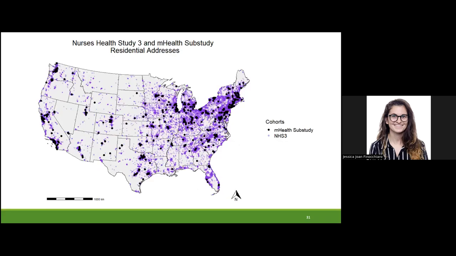And so a little bit about the data. So this is the light purple is the Nurses' Health Study 3 participants overall, and the dark dots are the mobile health sub-study participants. You can see that they're pretty representative of where the cohort is overall. When you look at the demographics, they're pretty representative of the cohort overall as well.